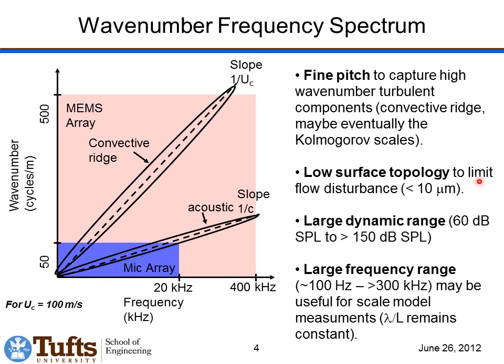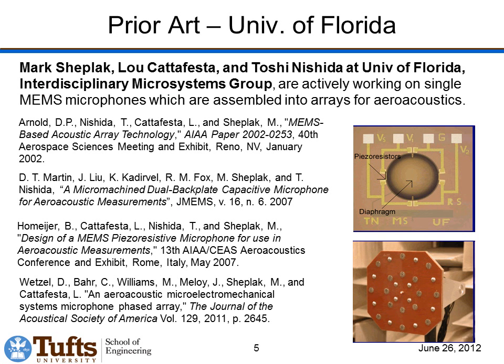In addition, we want to keep the surface topology low so we don't influence the flow. We need a large dynamic range because these fluctuating pressures could be quite loud. And then I've already said this, we need a large frequency range and a large wave number. So that's the main reason why we might think that MEMS arrays are a good idea.